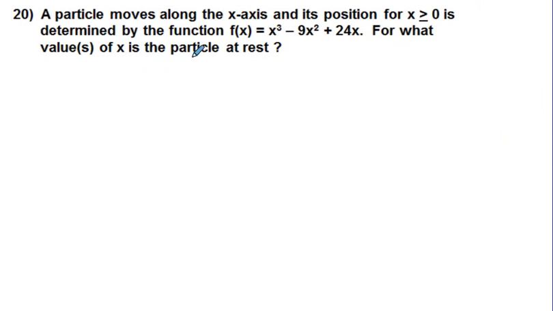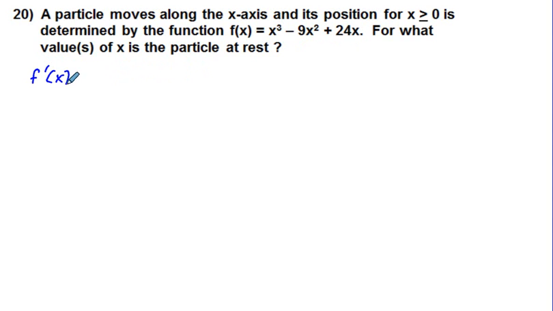A particle moves along the x-axis, position for x greater than or equal to 0, as determined by the function f(x) equals x cubed minus 9x squared plus 24x. For what values of x is the particle at rest? Now to do that, we're going to find the first derivative and set that first derivative equal to 0, and that will give us our answer.